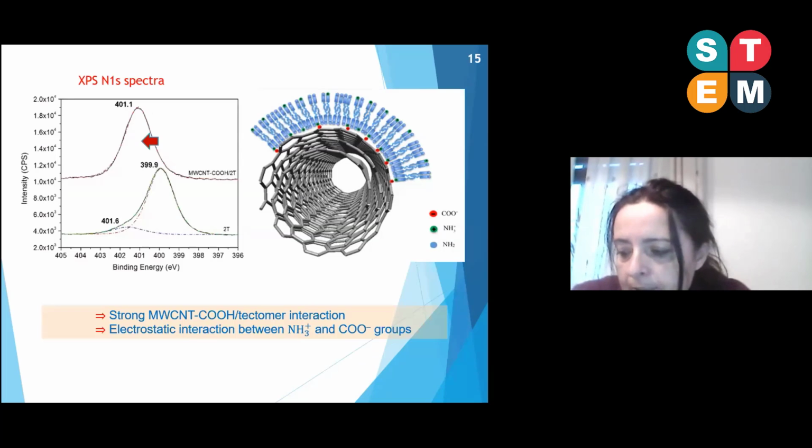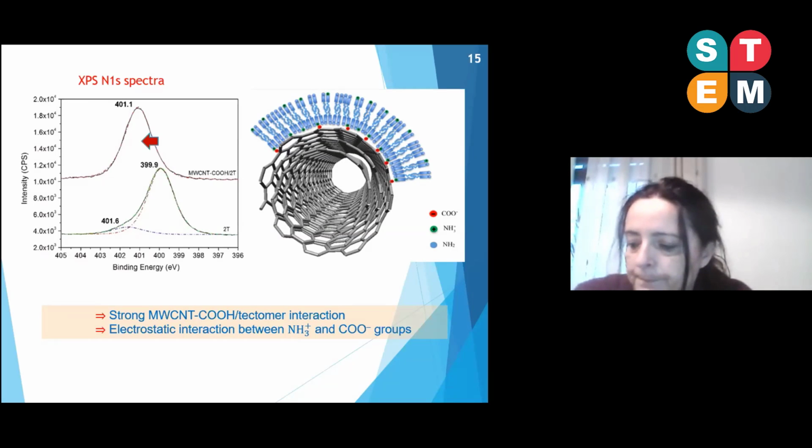According to XPS spectra, protonated amino groups are neutralized during the hybrid formation process. Thus, electrostatic interaction between protonated amino terminal groups of oligoglycine and the negative charges of the carboxylic acid groups on the carbon nanotubes account for the hybrid formation. Donation of electron density from non-protonated amino groups in tectomers to the pi system of carbon nanotubes might additionally contribute to the observed shift in the peak at 400 electron volts in XPS spectra.